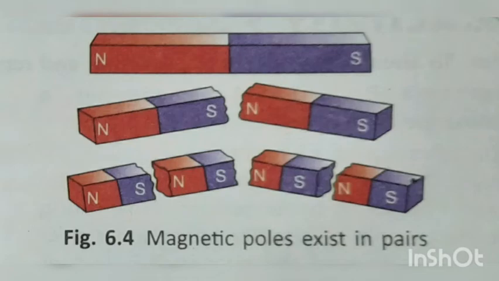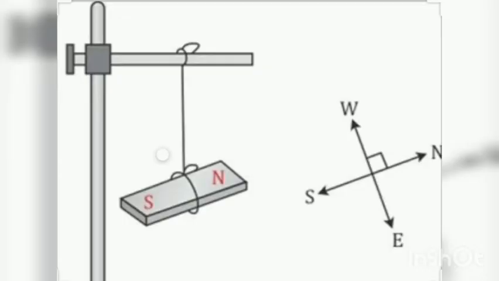Then the third property is that a freely suspended magnet always rests in a north-south direction. Clear? A freely suspended magnet, because a magnet has two poles, north and south pole, always rests in the north-south direction.